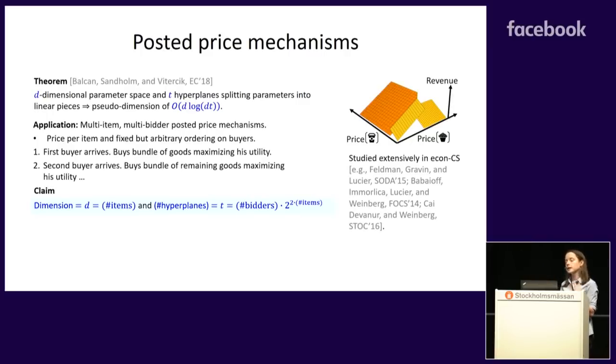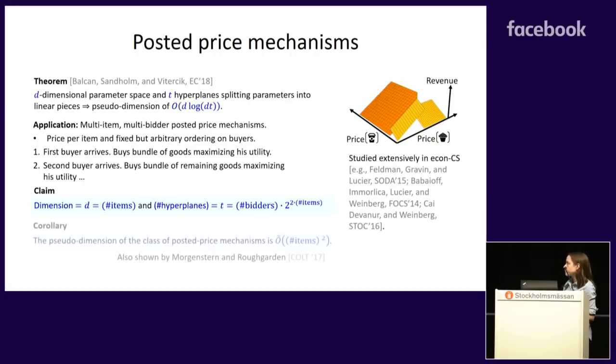That's basically because for every bidder, you can look at, for every pair of bundles, in which part of the space they would prefer to buy one bundle over the other. So we've got basically 2 to the number of items, choose 2 comparisons to make, and we can formalize these comparisons as hyperplanes. Then we can just stick this d and t into our general theorem, and that gives us a bound on the pseudo-dimension, which is basically number of items squared. And this matches a bound by Morgenstern and Roughgarden.